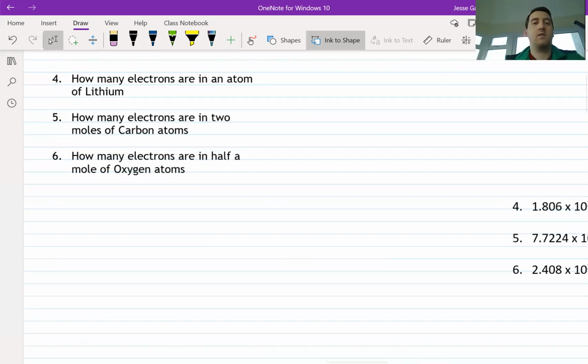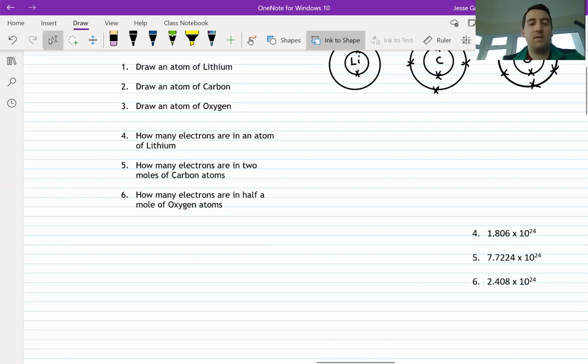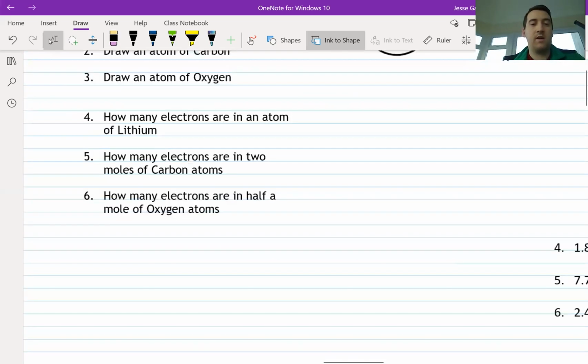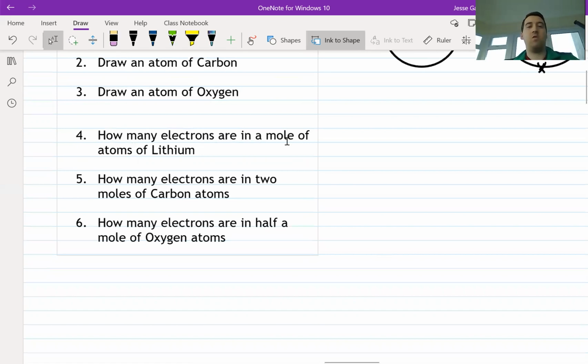Let's have a look at these. Okay, so number 4, how many electrons are in an atom of lithium? Oh, sorry, never mind. Oh yeah, that's the question is wrong. In a mole, say in a mole of atoms of lithium should be what that says there. Sorry about that, just have to double check. Yeah, so how many electrons are in a mole of atoms of lithium?